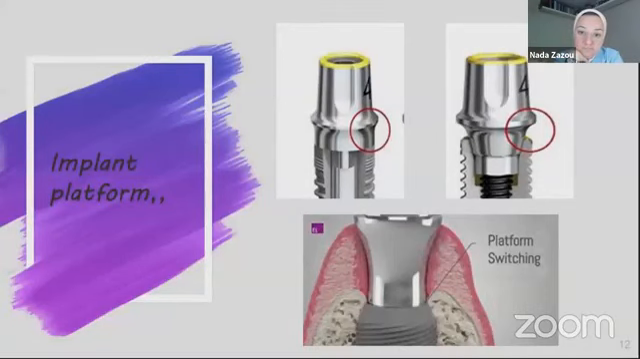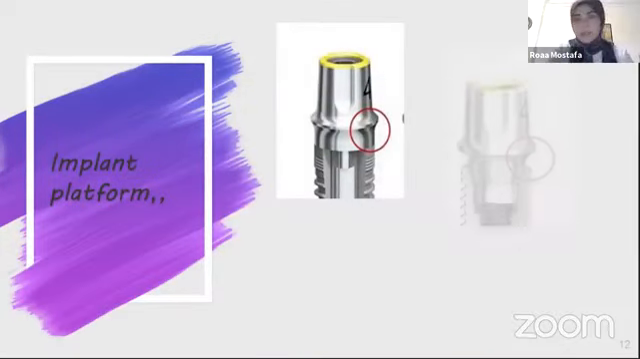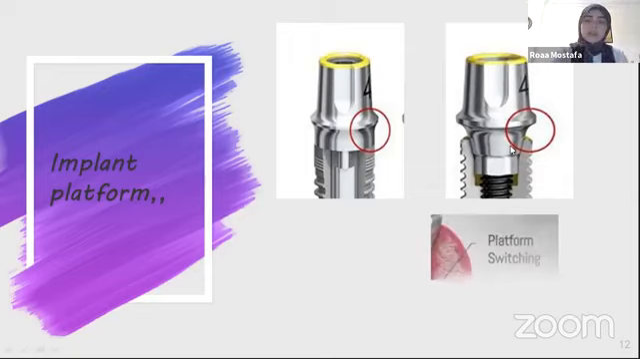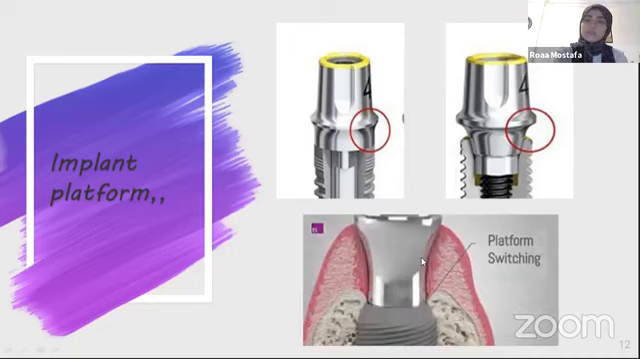So they came up with another perspective: that we can make an implant platform switch, where there's a difference between the diameter of the abutment and the diameter of the implant. This gap allows for more bone gain and also for the biological width to be established around the implant. Okay.